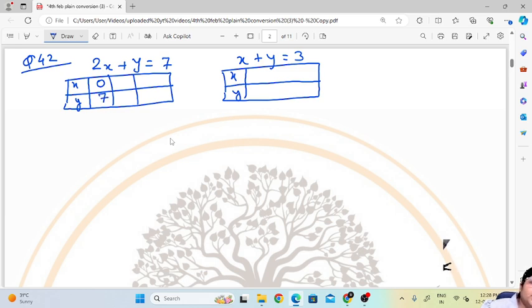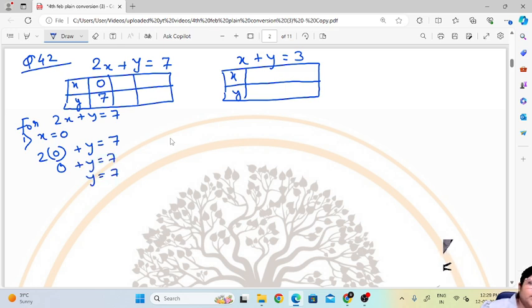But the writing method in the exam, how to write? You will write like this. For 2x plus y equals 7, first x equals 0. So 2 times 0 plus y equals 7. So 0 plus y equals 7. So y equals 7. So that's what you have to do. For 4 marks your steps should also be shown clearly.